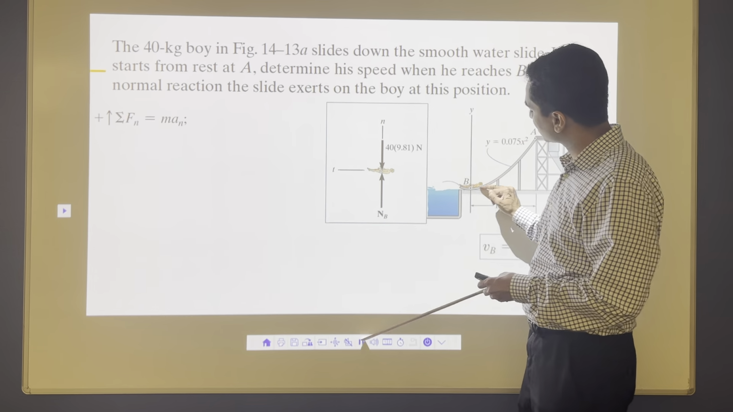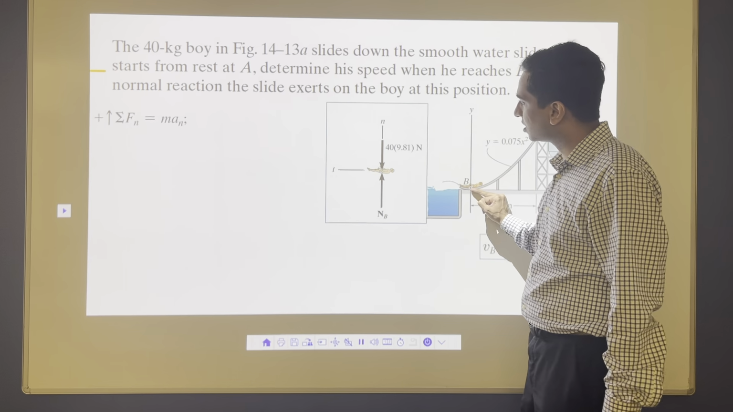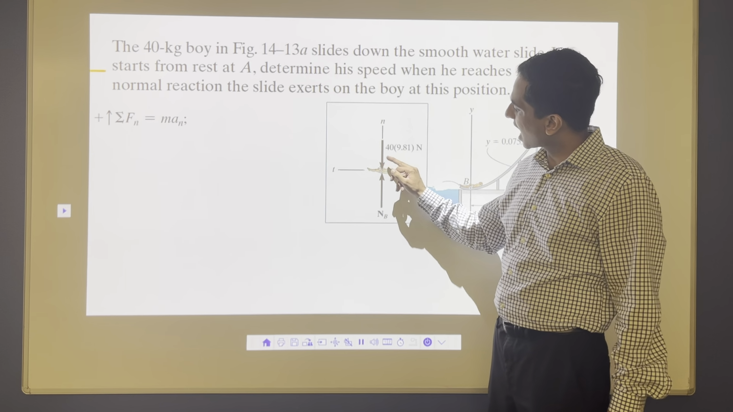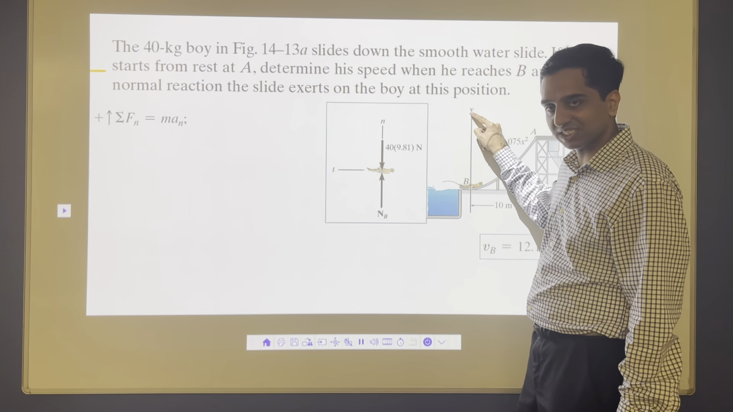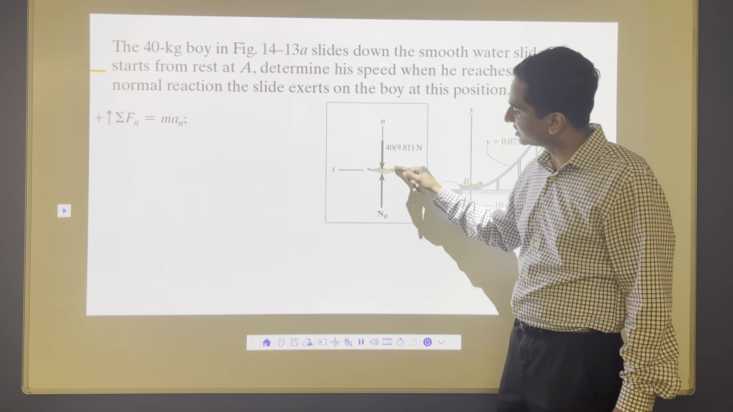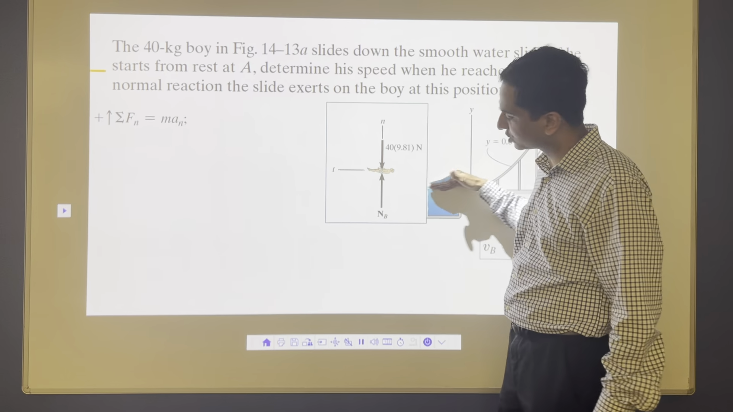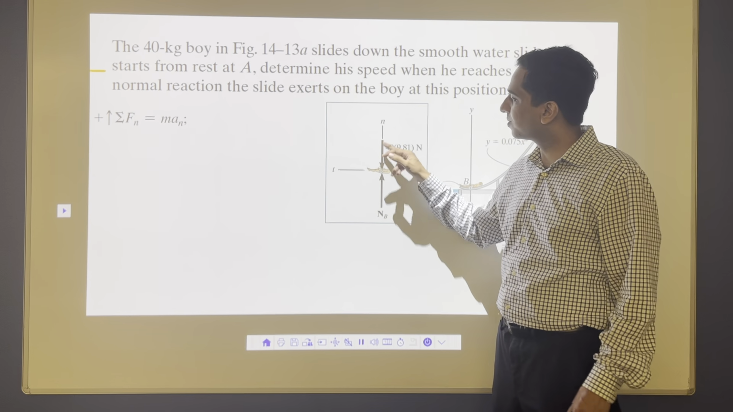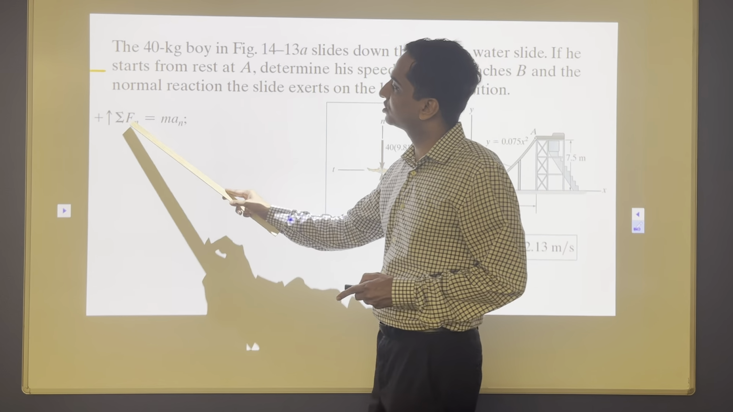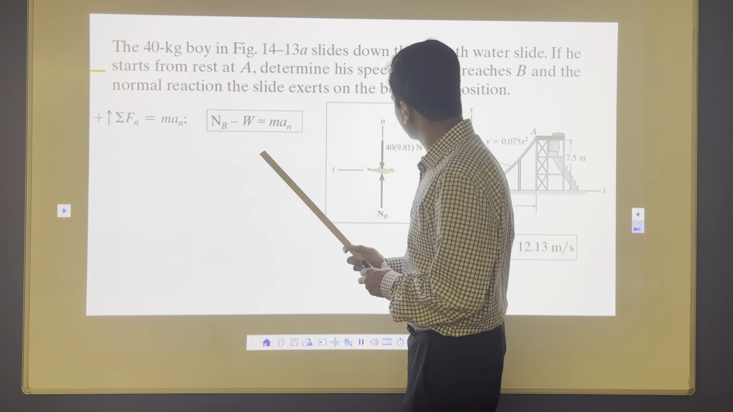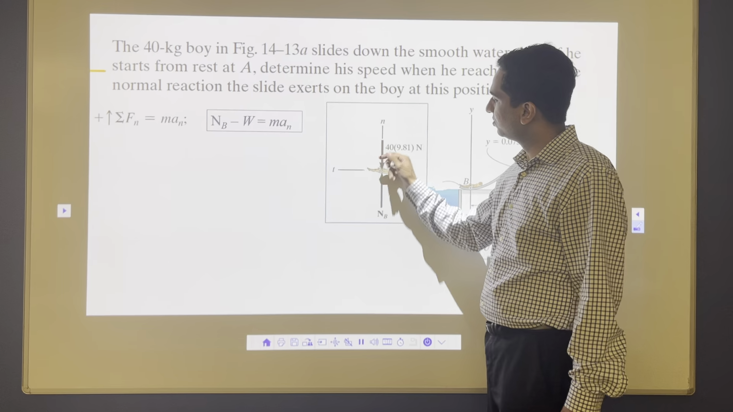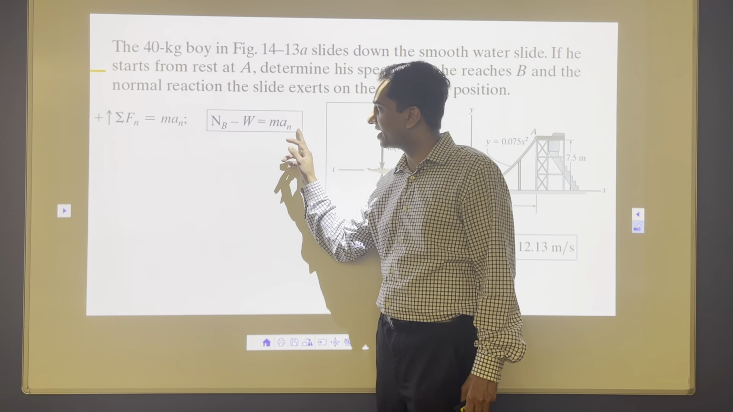So here this is a curve, and as this is a curve, I am going to apply normal and tangential components. Normal component is positive towards this direction because that's the center, tangential is positive in that direction because the velocity is moving in that direction. All the forces in normal direction is equal to m a_n. If I write down that all the forces in normal direction, N_B positive, weight negative, is equal to m a_n.